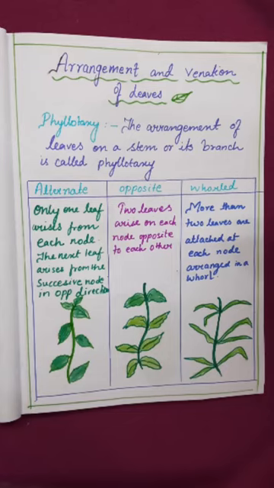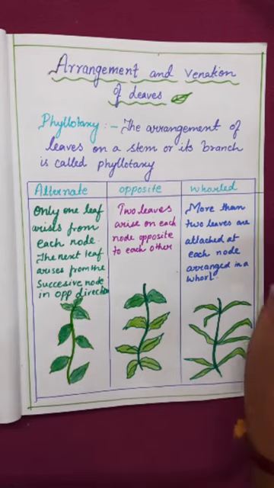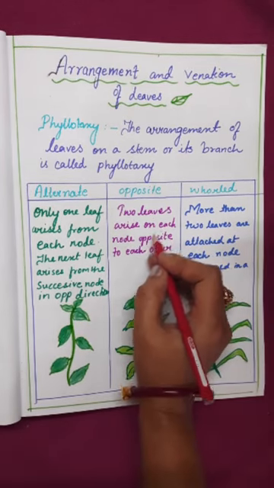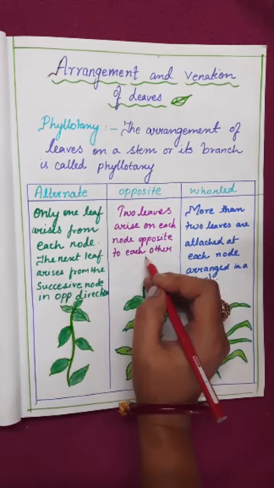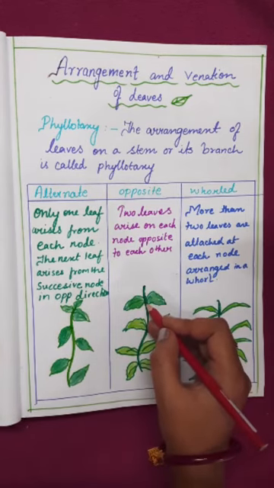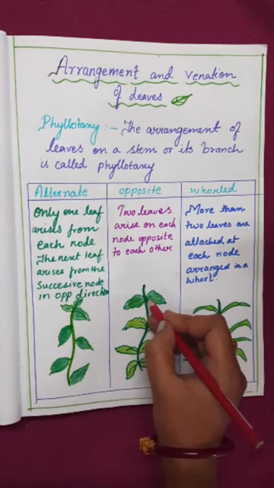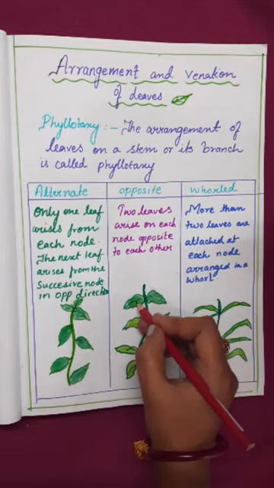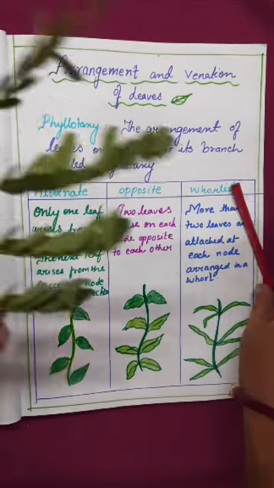So the next arrangement we are talking about is the opposite one. The two leaves arise on the node opposite to each other. Means from the same point, from the same node, the two leaves will be there in the opposite direction. So let's see with an example.